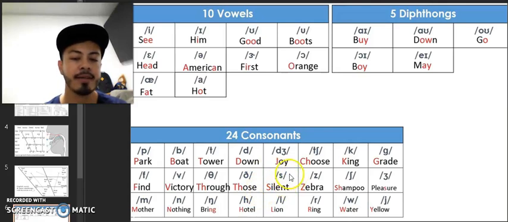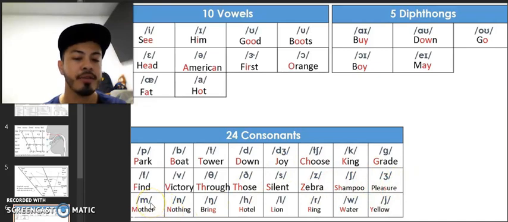This is the letter S, same as in Spanish. Silent. Letter Z sounds "z". Zebra. This is the symbol for SH, and it's pronounced shampoo. This is the sound for pleasure. Also vision, we have it in this category. Vision, pleasure.